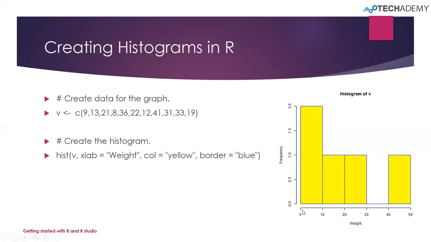It will by default take some ranges, 0 to 10, 10 to 20. Here it is showing that there are around 2 values between 0 to 10. If you see over here in this collection, you see 9 and 8, there are 2 values between 0 to 10. So it is showing 0 to 10, that is correct. There is one value between 10 to 20. Likewise, it is showing a clear picture in a graphical format.